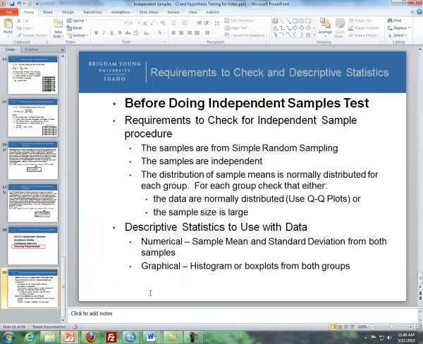And that is it for the lesson dealing with inference for two means, independent samples. If you have any questions, please talk to your instructor or to one of your TAs.